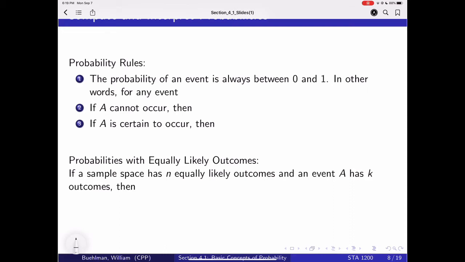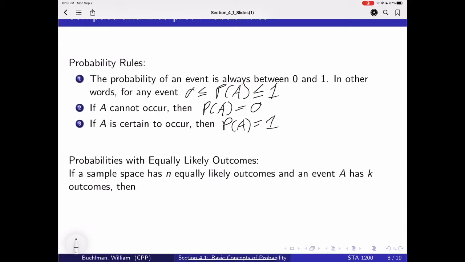Here are 3 rules to all probabilities. The probability of an event is always between 0 and 1. In other words, for any event, 0 is less than or equal to the probability of A, which is less than or equal to 1. If an event cannot happen, then the probability of that event A is equal to 0. If A is certain to happen, then the probability of A is equal to 1.